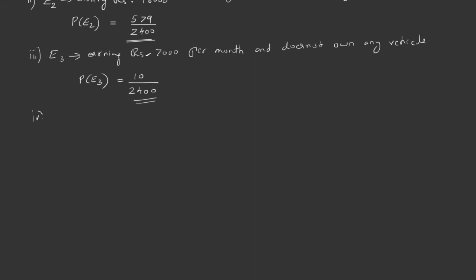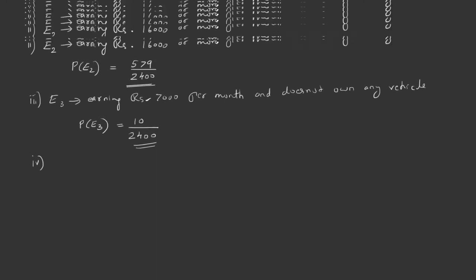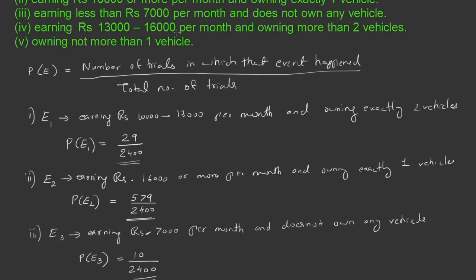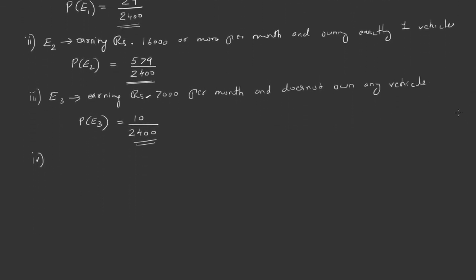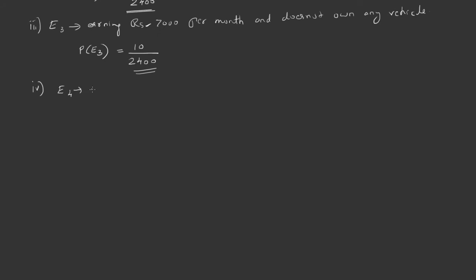Now I am moving to the fourth question. The fourth question is earning rupees 13,000 to 16,000 per month and owning more than 2 vehicles. So the event I can write here as E4: earning rupees 13,000 to 16,000 per month and owning more than 2 vehicles.